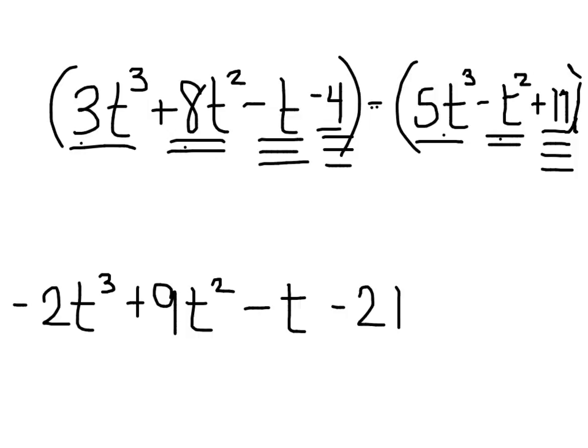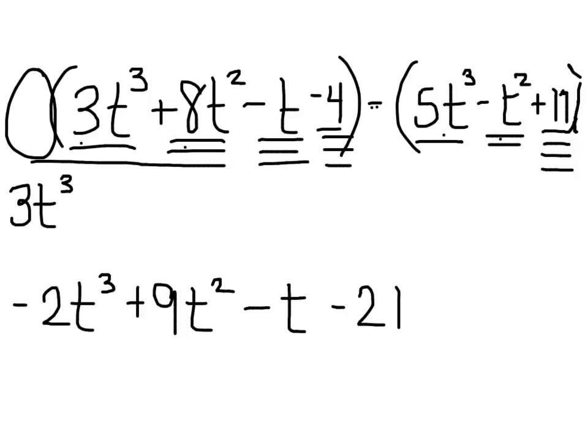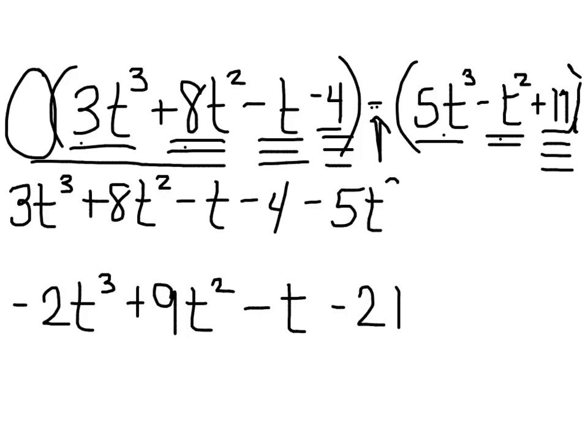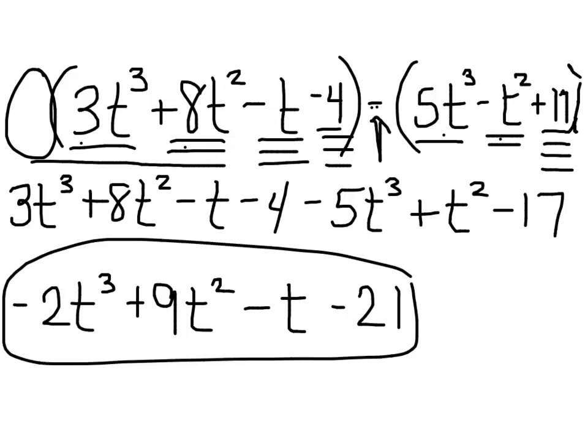Now, real quick, if the parentheses are throwing you off, and for some people they do, on the first set of parentheses there was nothing out front at all. So realistically, I could just write 3t cubed plus 8t squared minus t minus 4. If there's a sign or a number in front of the second set, then that changes everything inside it. So negative 5t to the third plus t squared minus 17, and then combine it. If that helps you, please do that. That would be the answer for that subtraction.